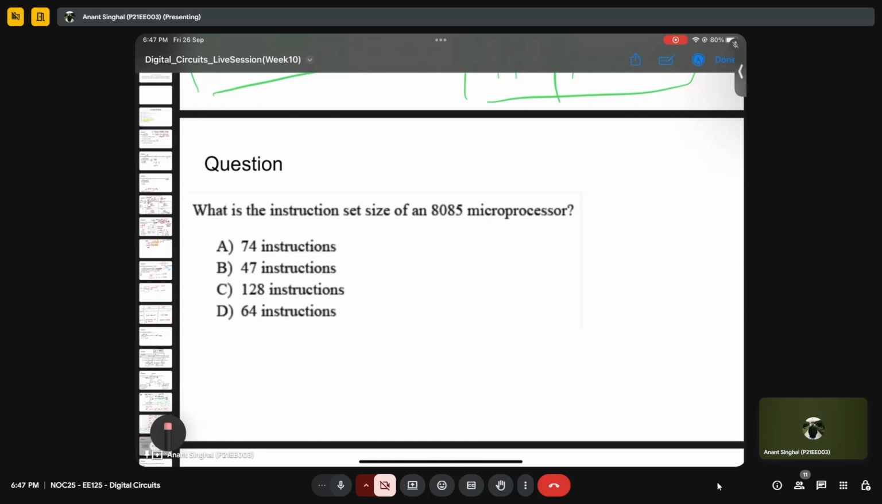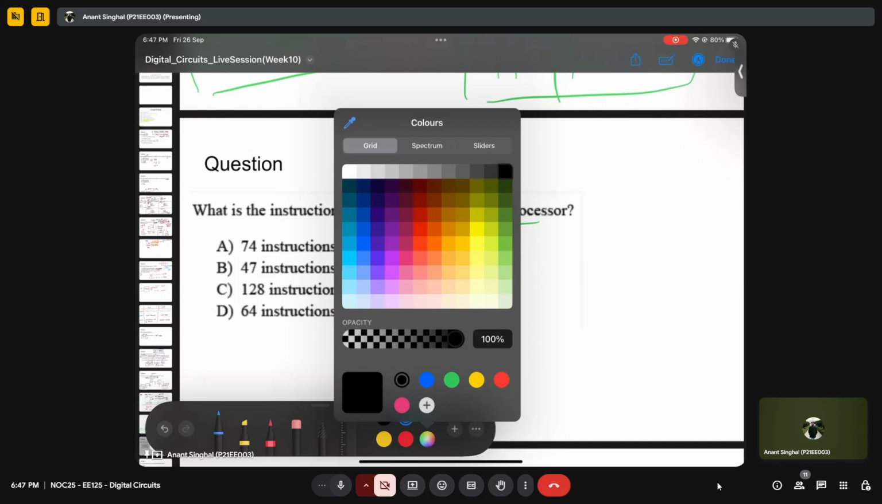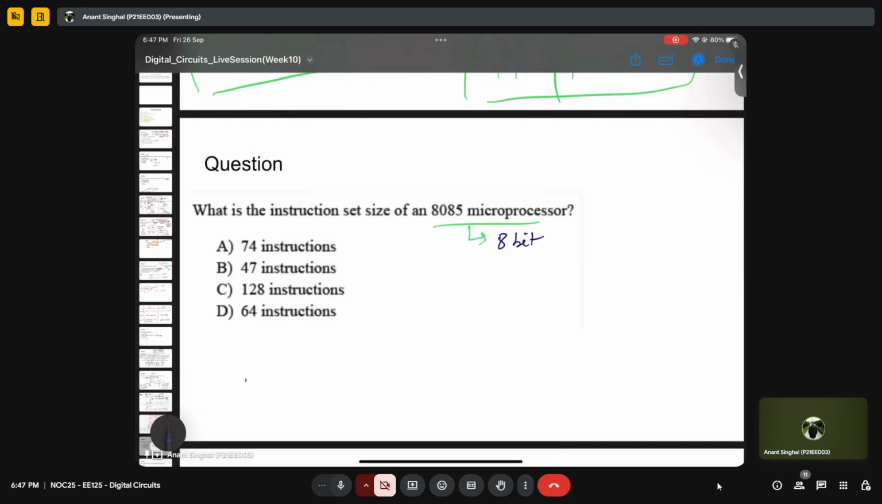You should have already studied it in the lecture, if I'm not wrong. So we have this 8085 microprocessor, which is an 8-bit microprocessor. And okay, let me give you a basic idea. It has 244 commands, that means it can do 244 different operations, and the total instructions that it has is 74.